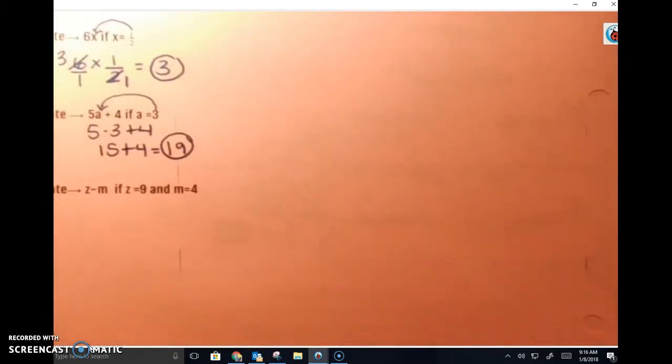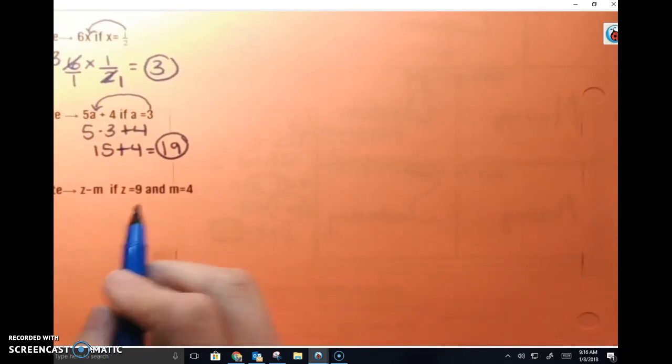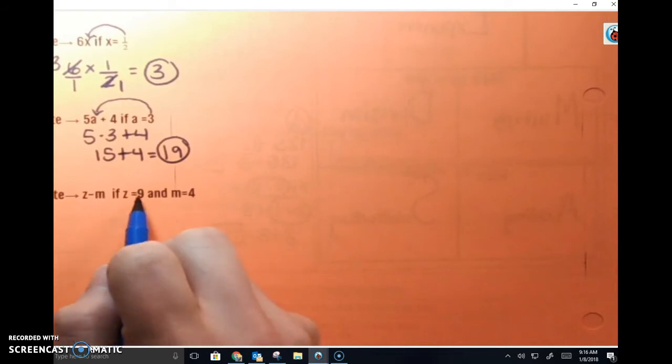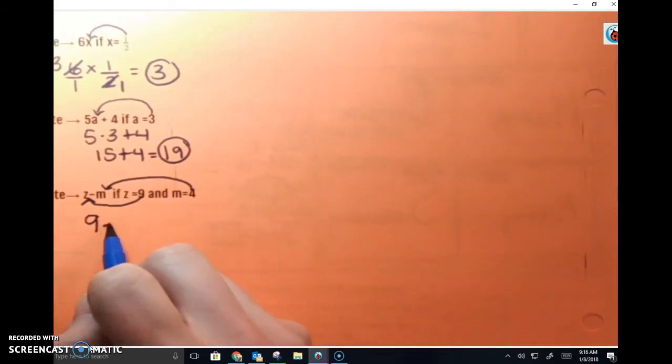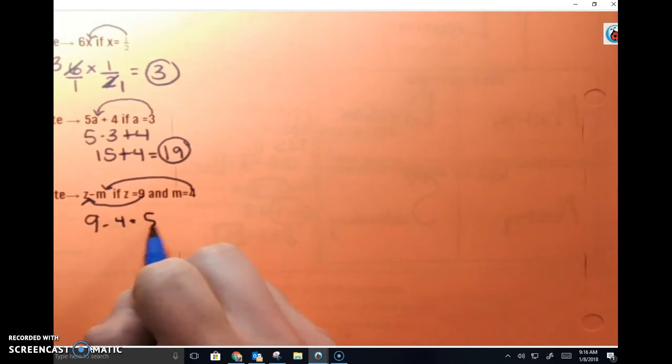And then our last one, z minus m if z is 9 and m is 4. So 9 minus 4 equals 5. And that's all you have to do on this one.